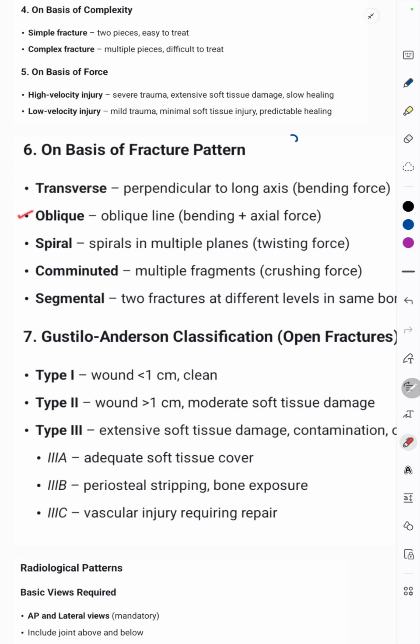Then on the basis of fracture pattern, it can be a transverse fracture, that is perpendicular to the long axis of the bone, an oblique fracture where the fracture line is oblique, then a spiral fracture, which spirals in multiple planes because of a twisting force. A comminuted fracture is because of a crushing force where multiple pieces are formed, and a segmental fracture is where there are two fractures in one bone and it gets separated into a segment.